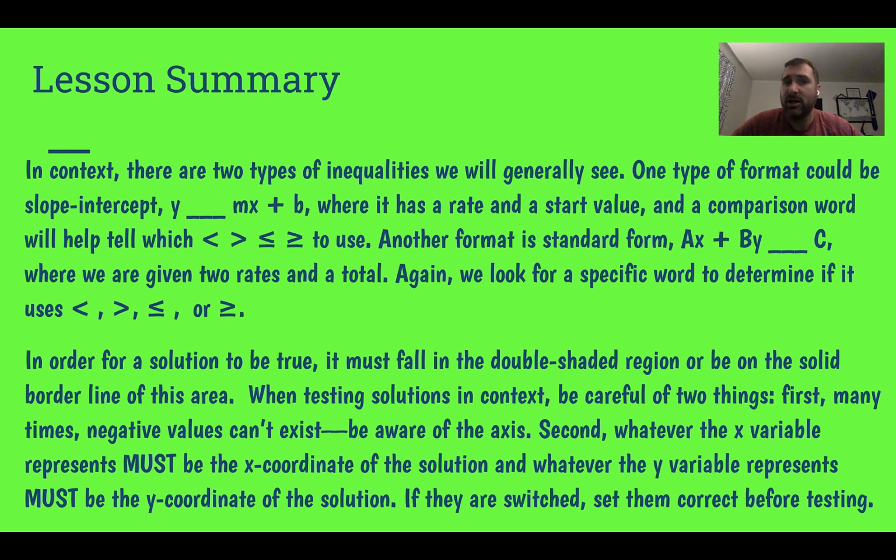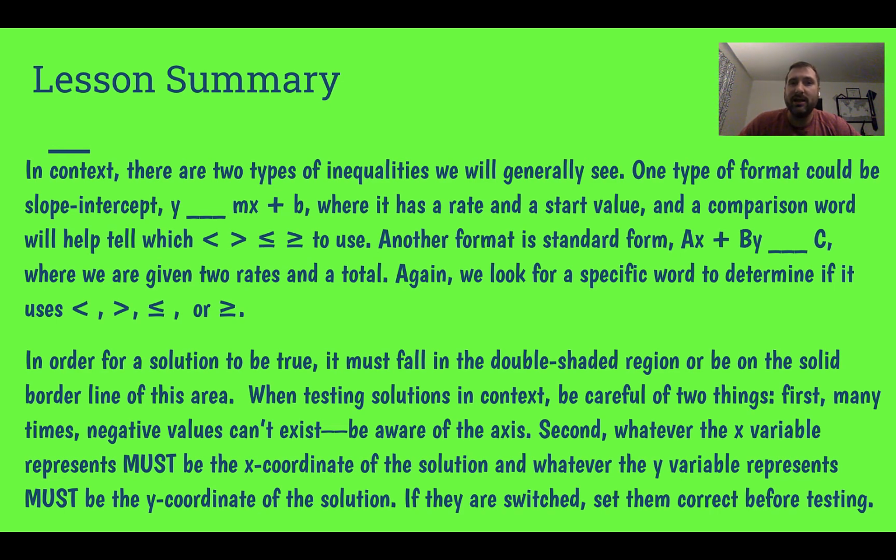The other format could have been standard form, which we saw quite a bit here. AX plus BY somehow compares to C. Again, we're choosing our symbol based on what specific word tells us what to use. In these contextual situations, our combinations must fall in that double shaded region to work, or be on a solid borderline. When we're testing, be careful of two things.